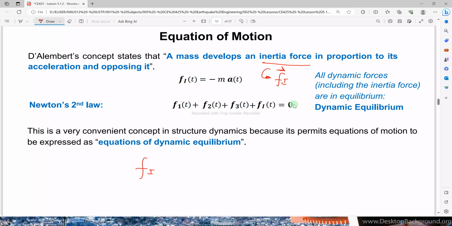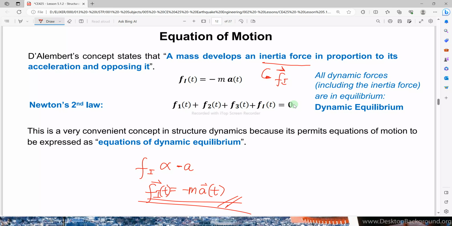F_I is proportional to its acceleration, and since it is opposing it, that's why we have the negative sign. So this is the inertial force. If we introduce equality in this equation, then we have a vector inertial force equal to negative mass times the vector acceleration as a function of time.